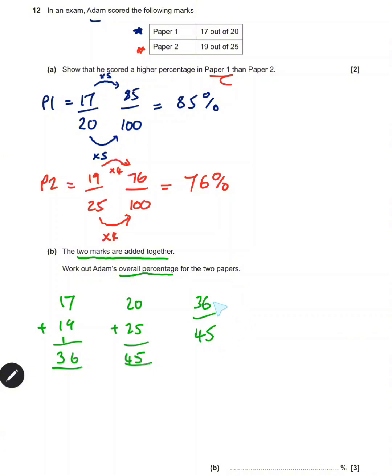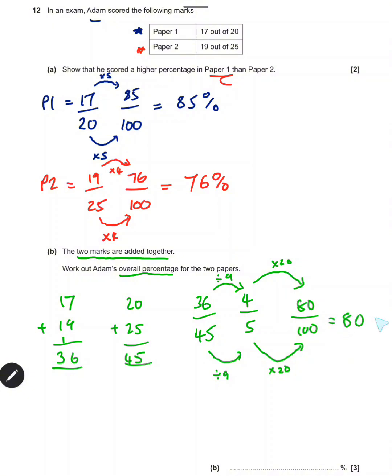Now, this is not an easy one, but I've spotted these are both in the 9 times table. So if I divide top and bottom by 9, I might get an easier calculation to do. 36 divided by 9 is 4. 45 divided by 9 is 5. And this is much nicer to try and get out of 100. How do you turn 5 into 100? You multiply by 20. So we're going to do the same on the top, times 20, and 4 times 20 is 80, and that is 80%.